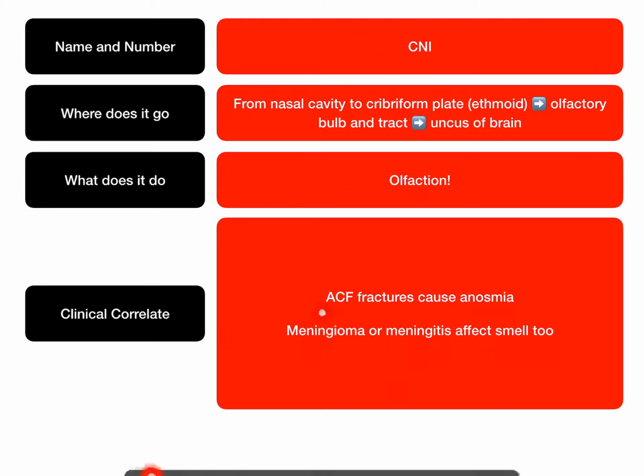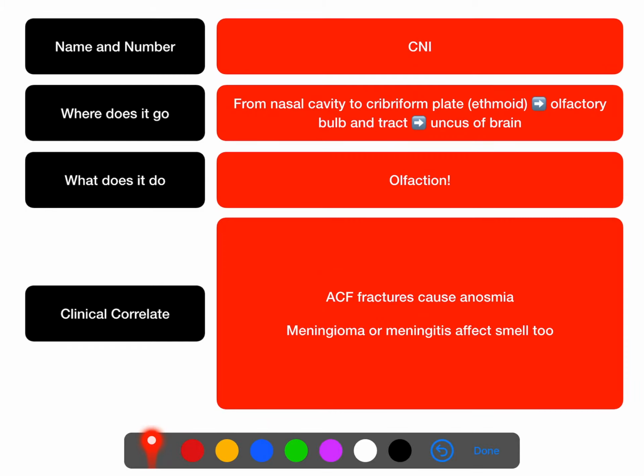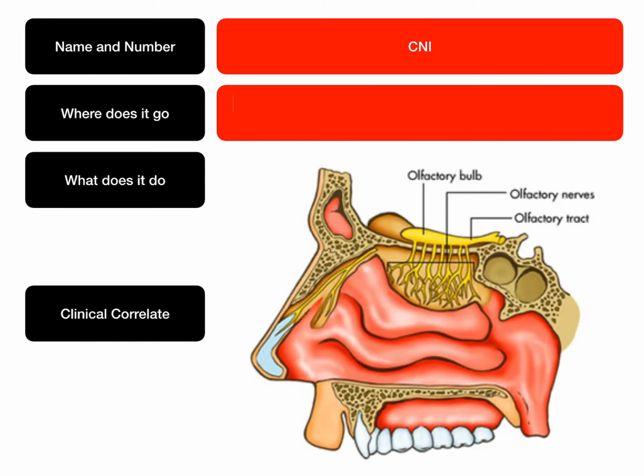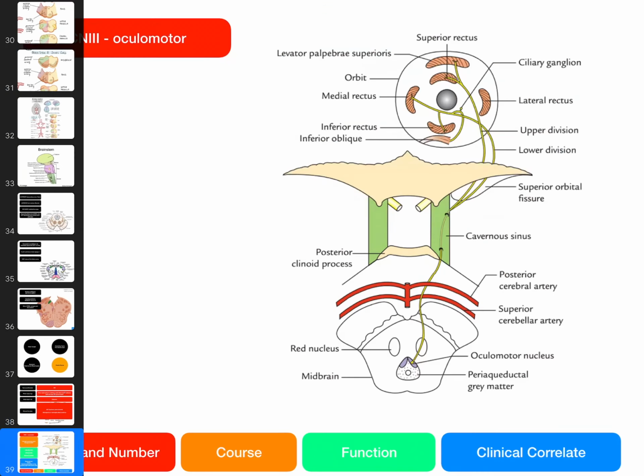So, clinical correlates. If you have a fracture of the anterior cranial fossa, see the brain and skull lecture for more information on that, it will cause anosmia. No smell, anosmia. Nose, yeah. You can also have a meningioma or meningitis affect smell too, because this region receives a sheath of dura mater, so it's actually encased in meninges. If you get meningitis or a meningioma, a tumour of the meninges, then you will get compression and anosmia as a consequence. Let's try and skip on.